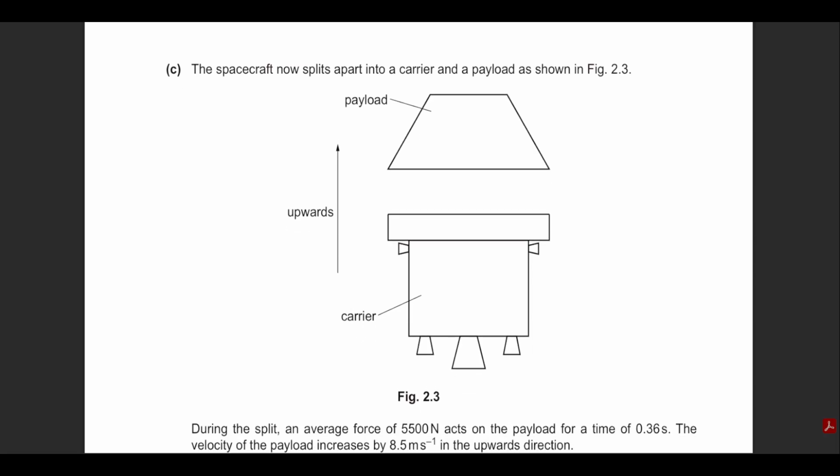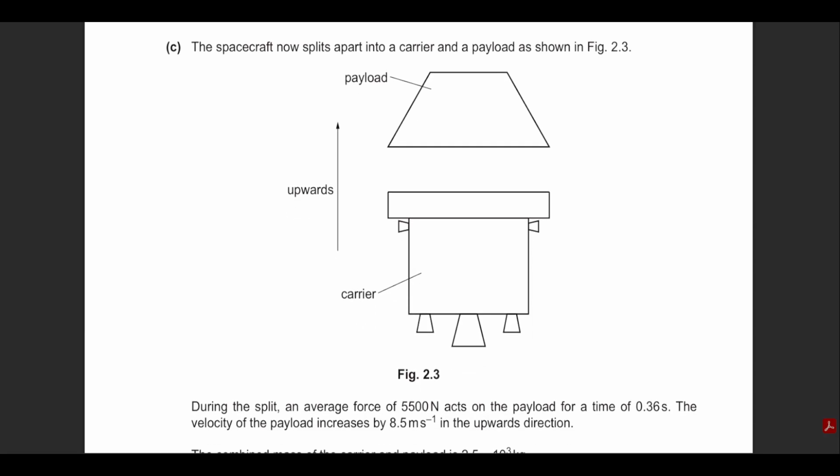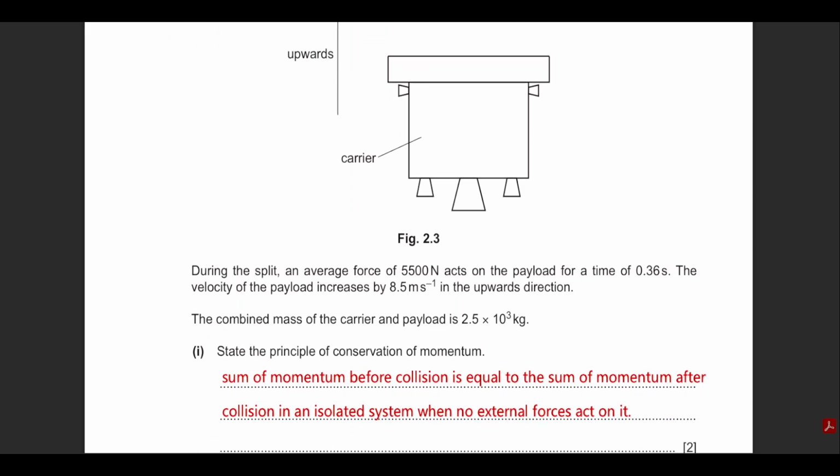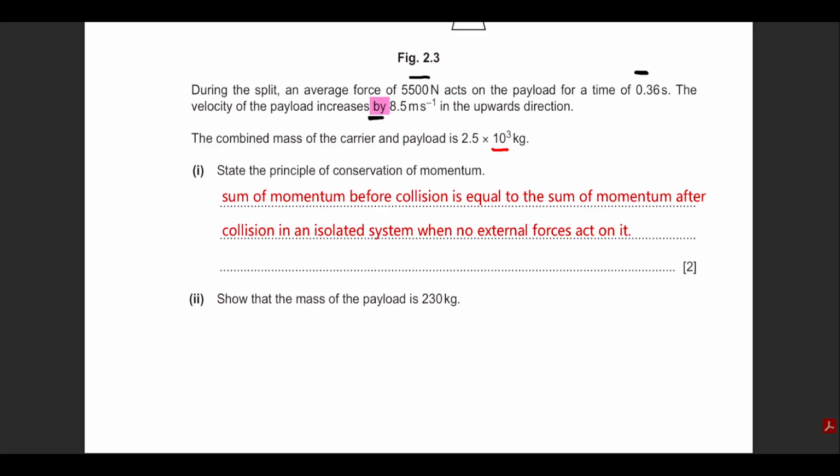Okay, so part C, he says they now split apart and carry your payload. Okay, fine. The average force for the payload for this time, the velocity of the payload increases by, now this is important, increases by, not increases to. So it's a change, it's a delta, in the upwards direction. The combined mass of the carrier and payload is this. Principle of conservation of momentum, we're familiar with that. The sum of momentum before collision is equal to the sum of momentum after collision in an isolated system when there is no external force acting on it. This is important to state: that the sums of momentum are equal and there is no external force acting on it.